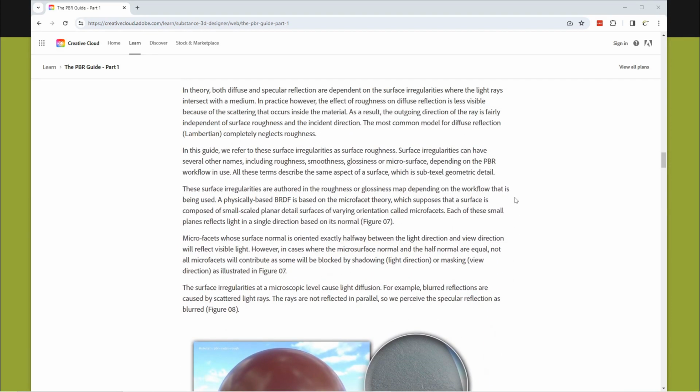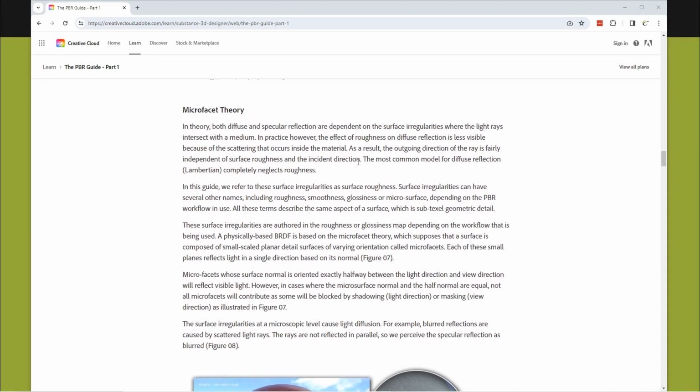So basically, what it says here is that in theory both diffuse and specular reflection are dependent on the surface irregularities where light rays intersect with the medium. In practice, however, the effect of roughness on the diffuse reflection is less visible because the scattering occurs inside the material and is not based on reflection itself.